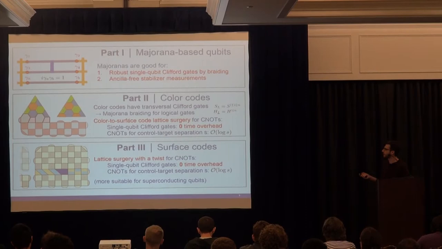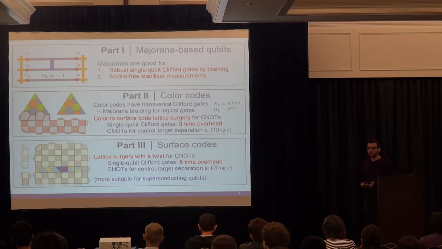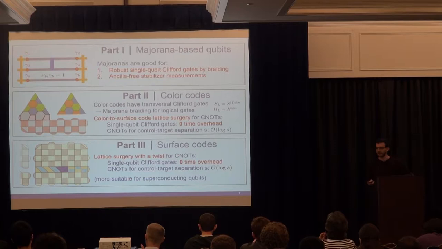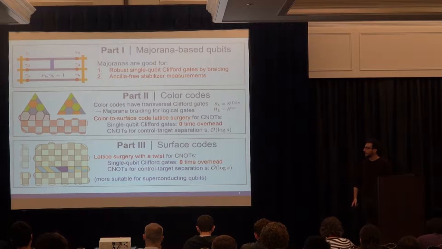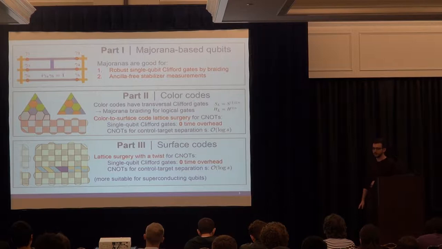And that's, of course, a great advantage for quantum error correction, and you do need quantum error correction because these Majorana-based qubits are by no means self-correcting or anything. They do have error sources. And in the second part, I'd like to argue that a natural fit for Majorana-based qubits are color codes to use for quantum error correction. And the reasoning is pretty simple.